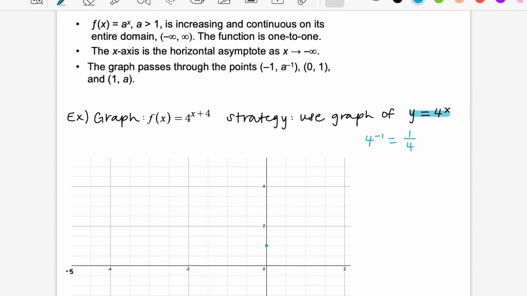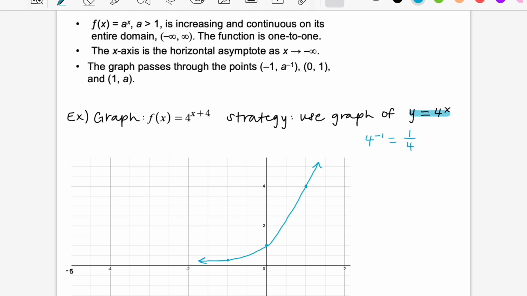So that'll be right about there. And lastly, we have a point (1, a), so this will be (1, 4) here. And we know we're going to have an asymptote on our x-axis, so this graph is not going to cross our x-axis, and it's going to look like this here.